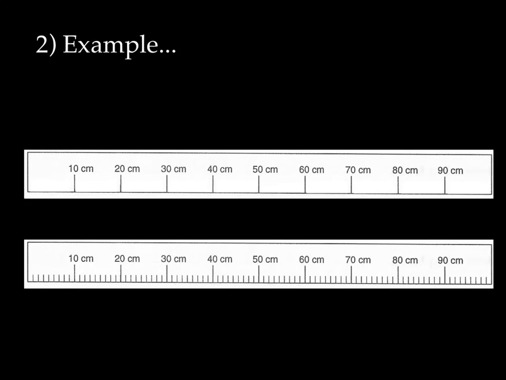I'm going to measure the length of the cloth using two different meter sticks or rulers. And these rulers are the exact same size. The difference is the number of gradations. The top ruler has less gradations or divisions than the bottom ruler. So we should be able to get a more accurate measurement. We should be more confident in the accuracy of our measurement using the bottom ruler.